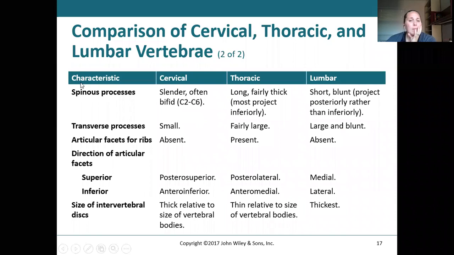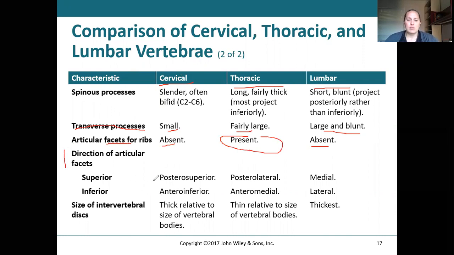Okay, so this is another description of all of the comparisons here. You can see that the spinous process is slender in your cervical, long and fairly thick in your thoracic, and short and blunt in your lumbar. Your transverse processes, as we compare and contrast those between each one, again, you have very small, large, and blunt. So hopefully you're recognizing a common theme here. The facets for the ribs, again, in cervical and lumbar, they're going to be absent, which makes sense if you think about where your ribs are located on your body. Only in that thoracic region will you have the articular facets for your ribs.